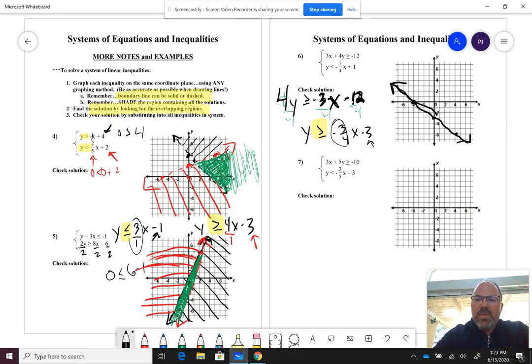Am I shading above it or am I going to shade below it? If you're not sure, you pick a point. You know, 0, 0 is the easiest. 0 for x, 0 for y. That becomes 0 minus 3. 0 greater than or equal to -3. Yes, 0 is greater than or equal to -3.